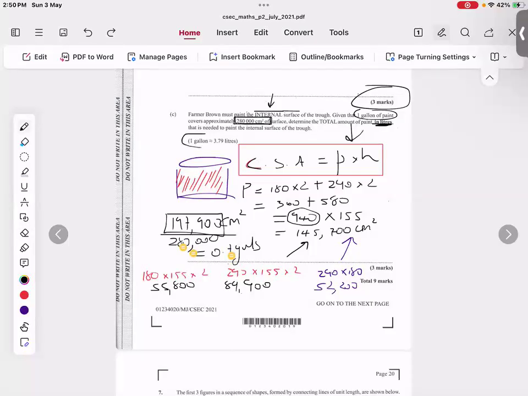So 1 gallon is equal to this, and we have 0.7 gallons. So it's going to simply be 0.7 multiplied by 3.79. And we go check. So how many liters of paint are needed? 2.65 liters of paint.